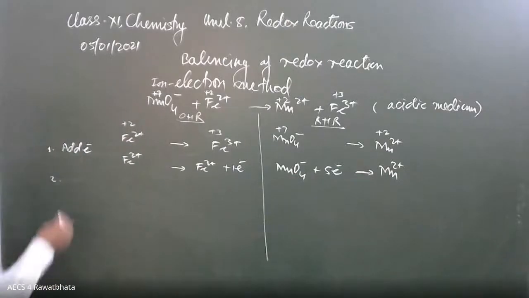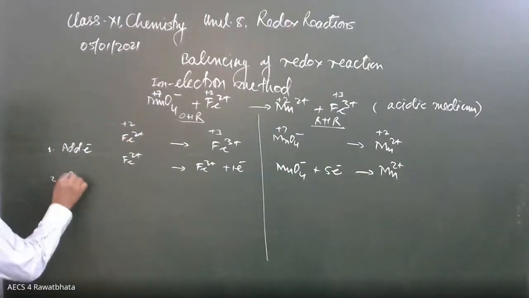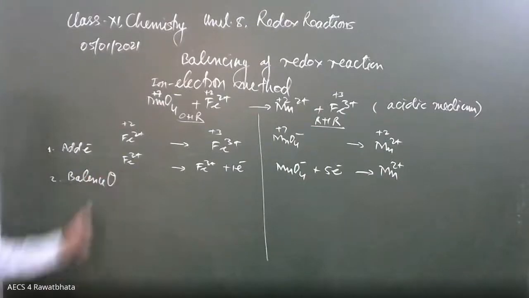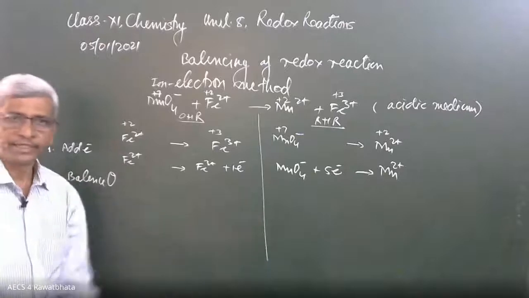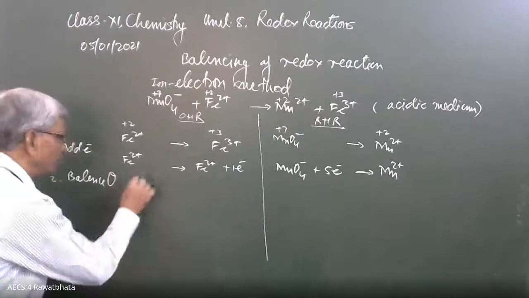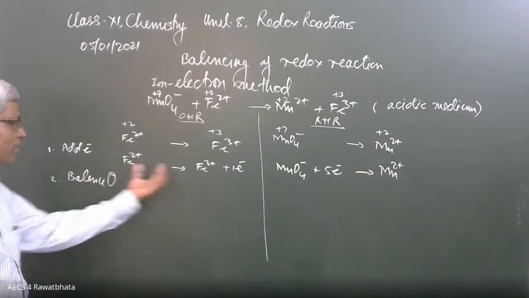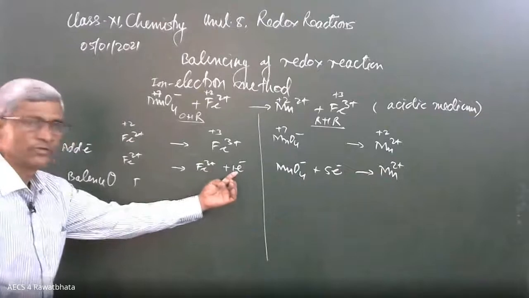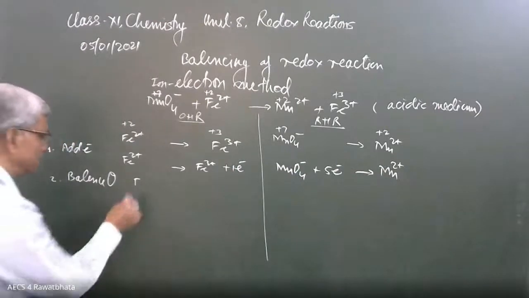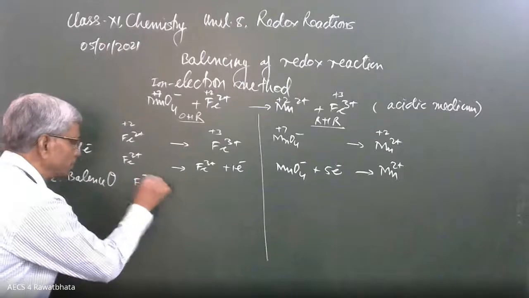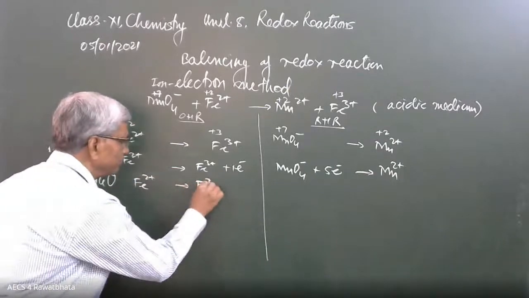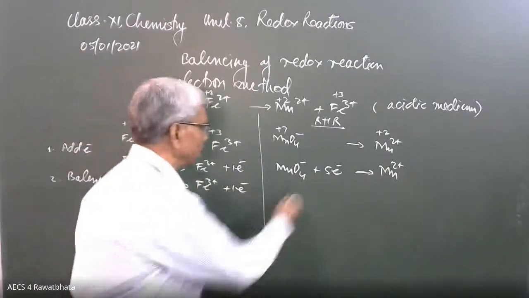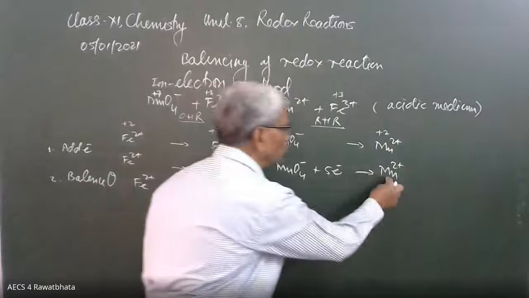Step 2 is balance oxygen. Here oxygen we are going to balance. Here is no oxygen. That's why write the reaction as such. It is balanced now. We can see 1 iron, positive charge 2, positive charge +3 and -1, overall +2. It is balanced. We have to carry on. Fe2 positive gives Fe3 positive plus 1 electron, no oxygen in this step, and here 4 oxygen, and this side no oxygen.